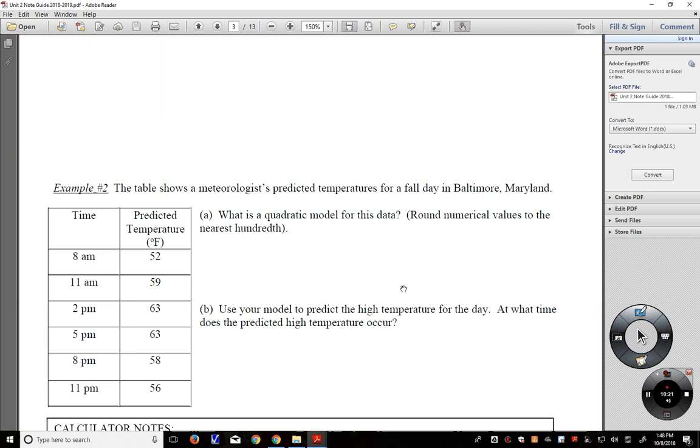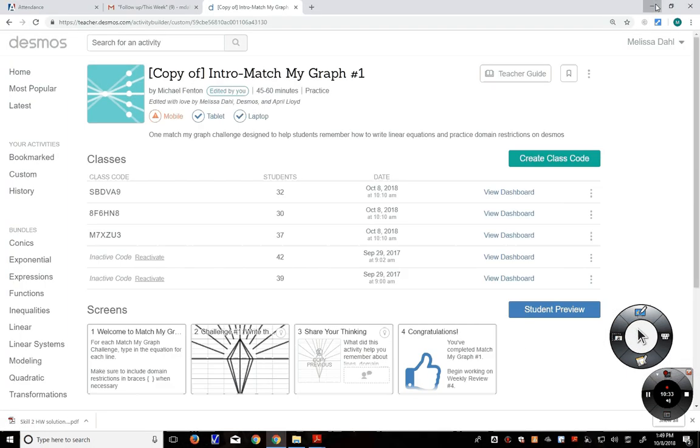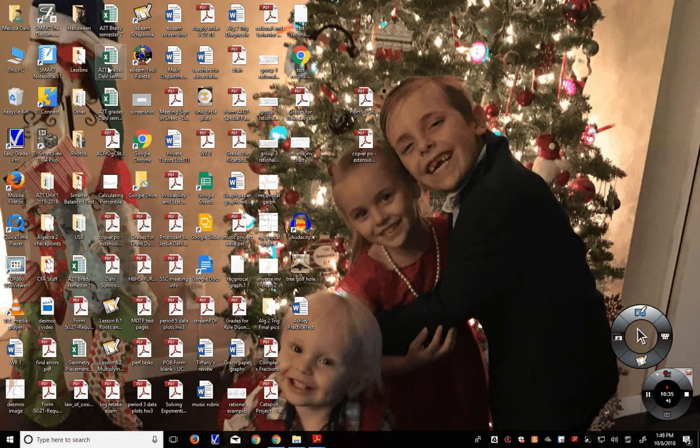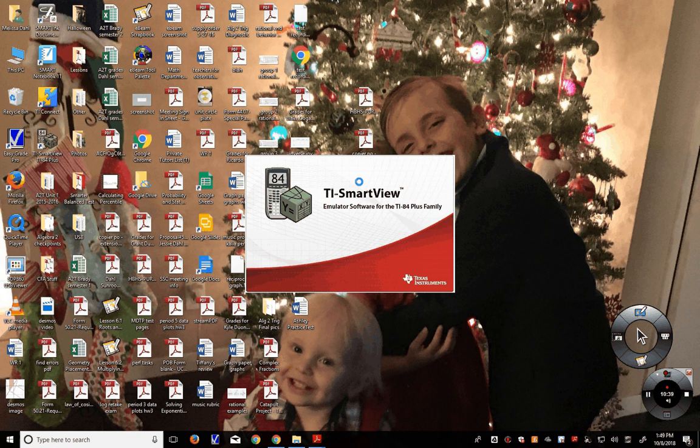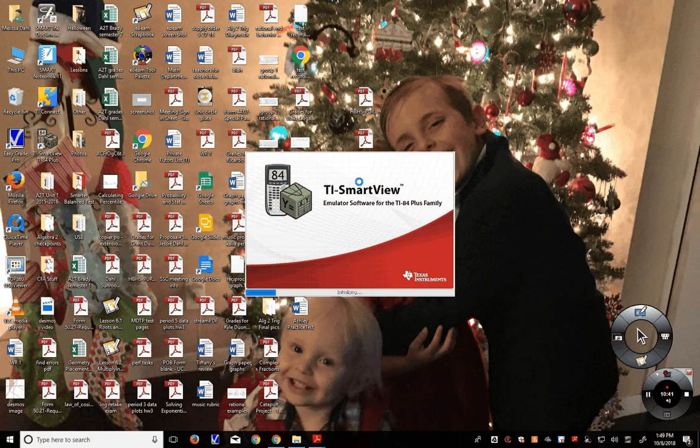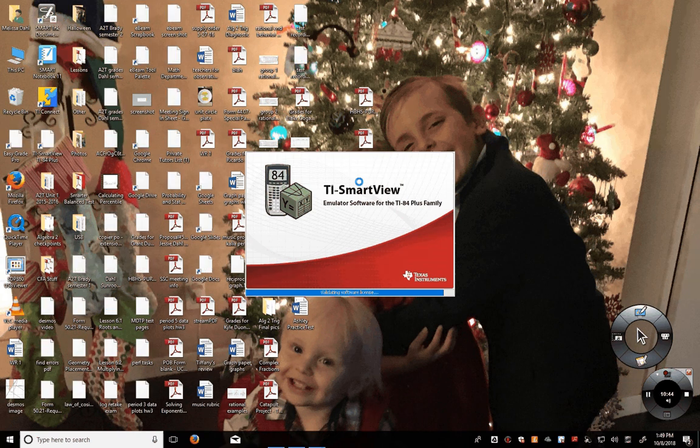So this question asks, what's the quadratic model for this data? Remember, when we're asking for a model, what are we asking for? An equation, okay? Which equation represents the data? So we're going to go to our calculator, and we're going to enter this data in. This is something that we should be familiar with. This is not any different than before.